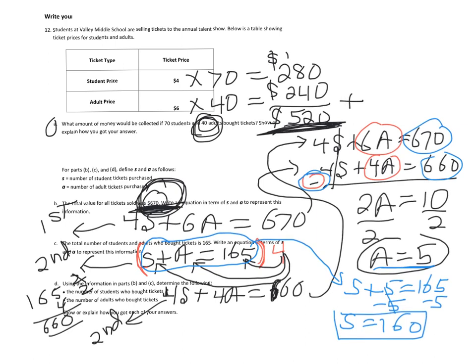Well, guess what? You've done it. You've answered the questions by showing your work. So there are 5 adults and 160 students who attended the talent show that brought $670 for that particular show.